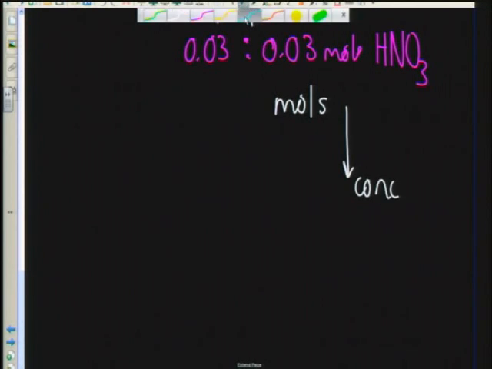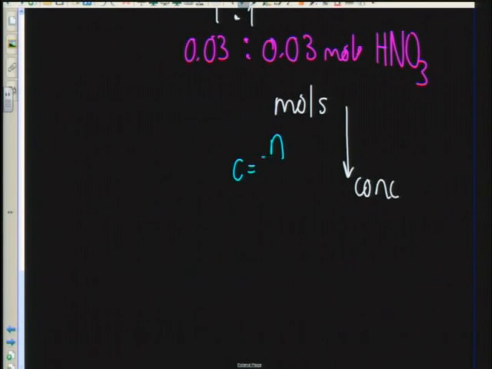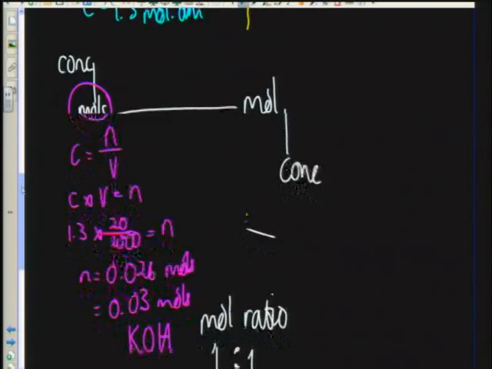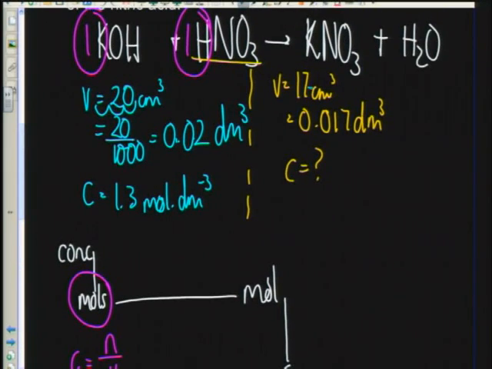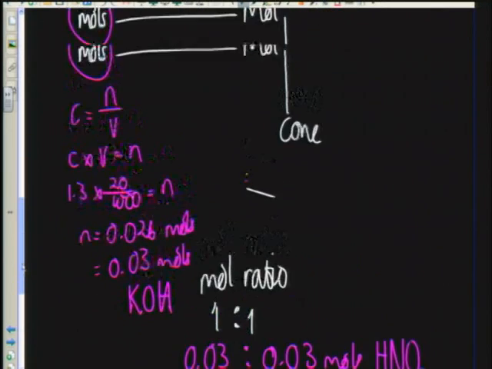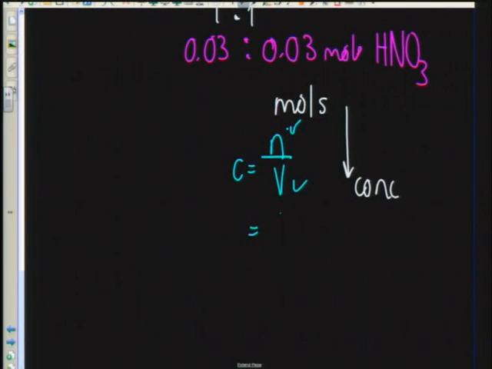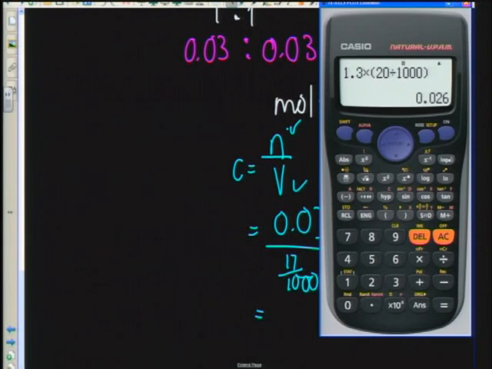How are we going to do that? Well, concentration is equal to number of moles over the volume. And I have the number of moles. That's a tick. I have the volume. Why? Because they gave it to me in the question. I believe it was 17 cubic centimeters. So number of moles, 0.03 divided by 17 over 1,000. Or you've already done your conversion. That's fine. And let's go and put it into the calculator.